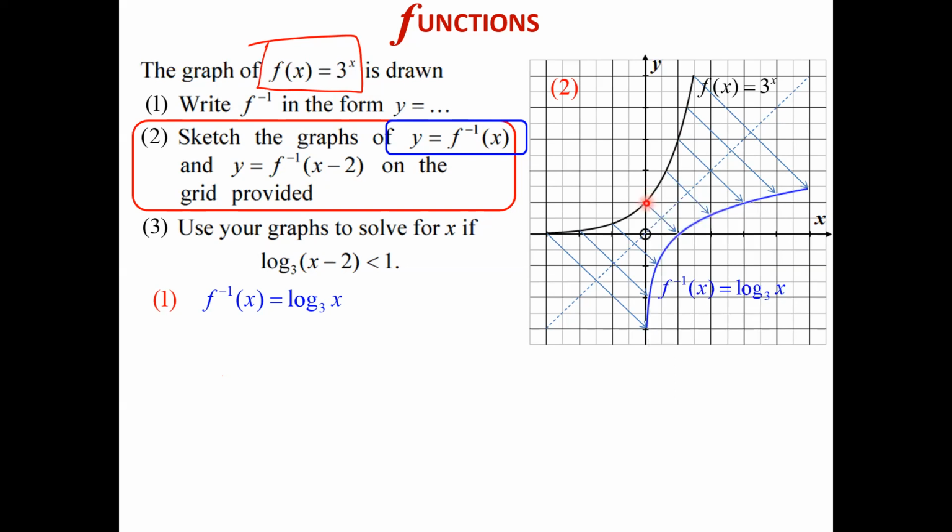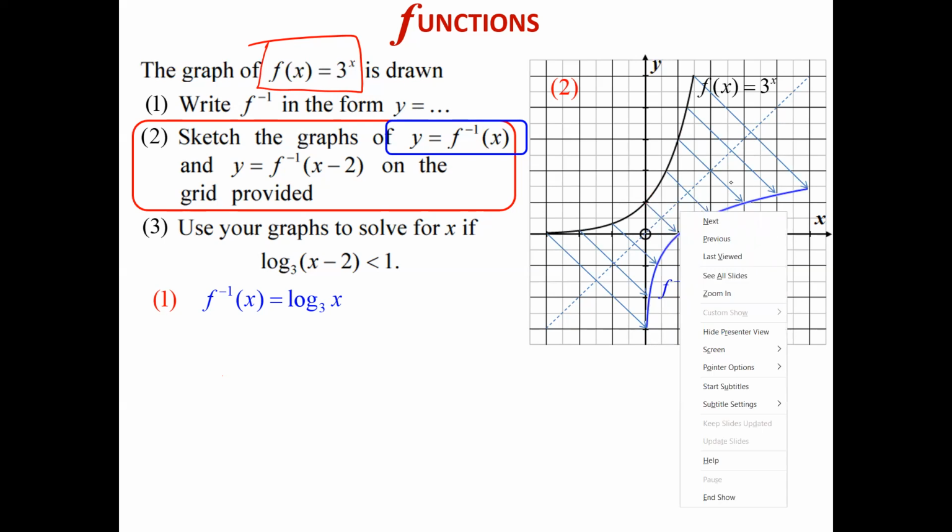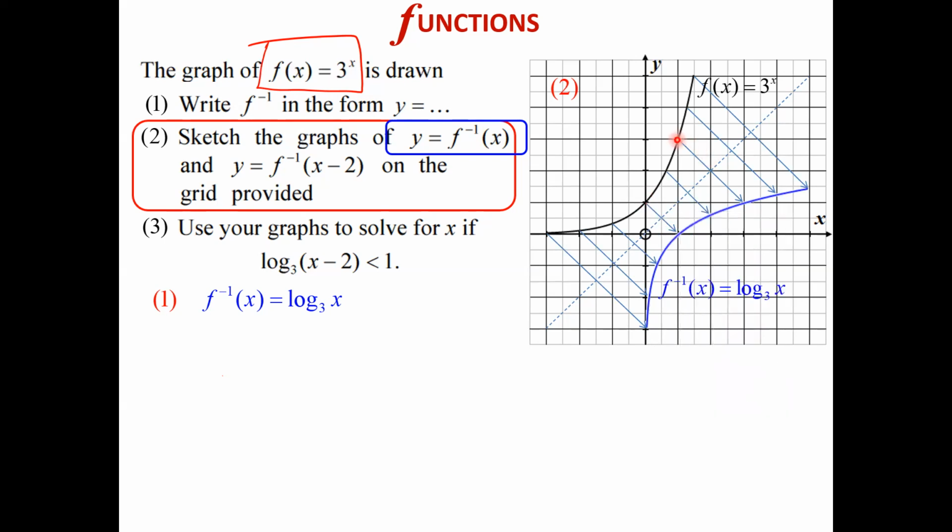The point 1 on the y-axis moved to 1 on the x-axis. And there's our point (1, 3). It moved to (3, 1). So if we move those 2 points, and remember that your x-axis was your asymptote, so now your y-axis becomes your asymptote. And there we have the first part. That is the inverse of the original graph.